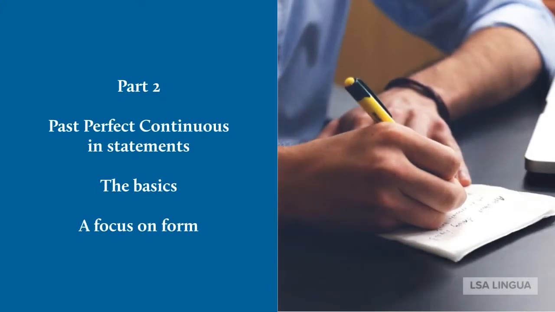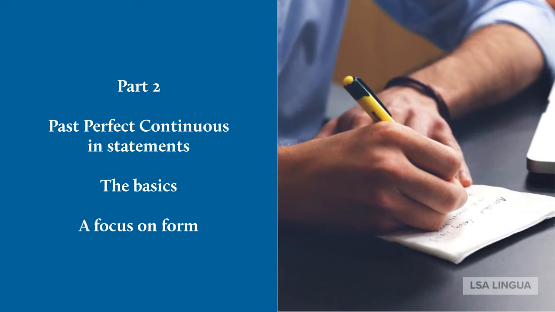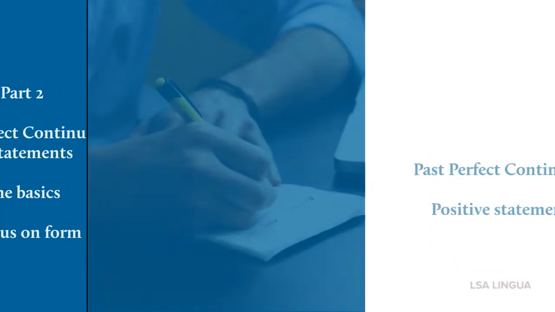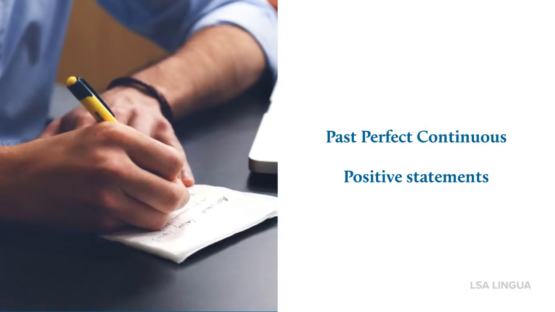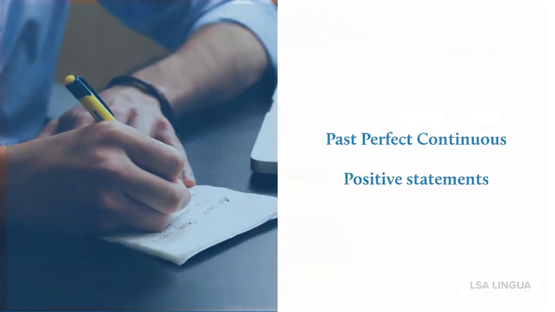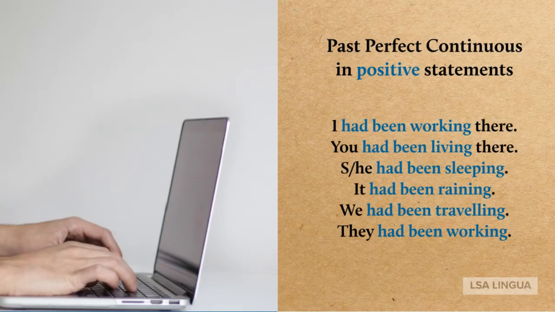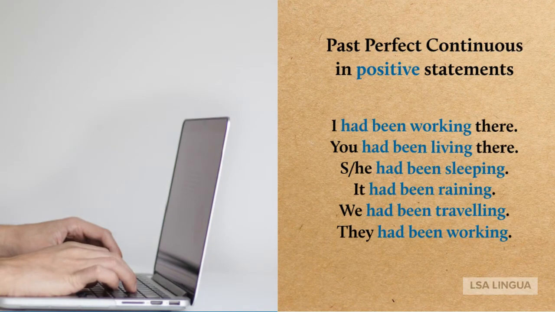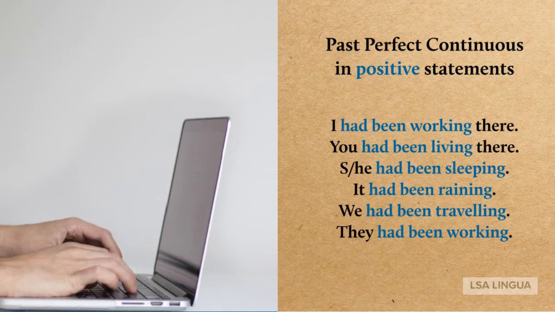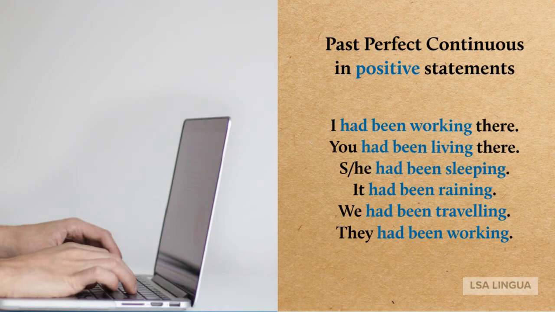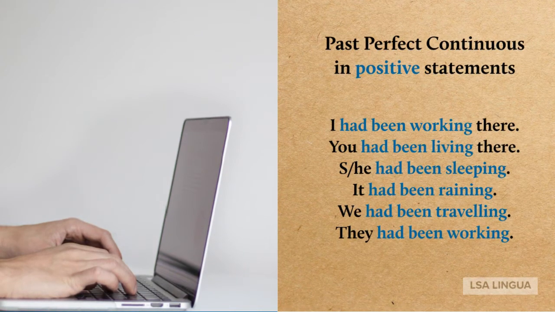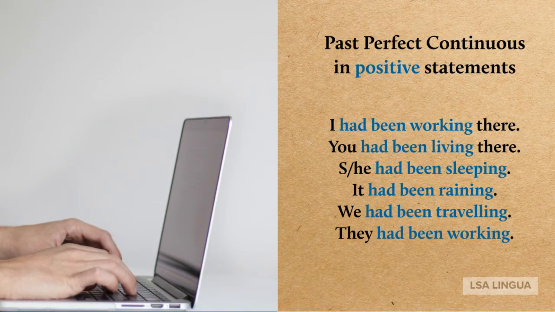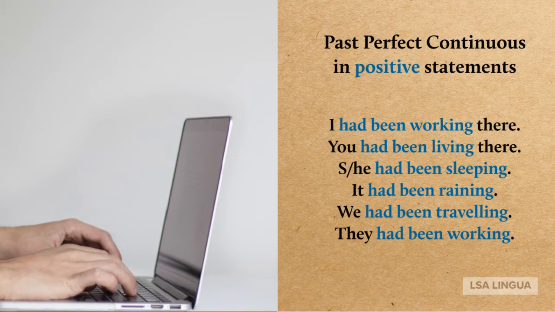Moving on to part 2, past perfect continuous in statements. The basics, a focus on form. Let's start with positive statements. I'd been working there. You had been living there. He or she had been sleeping. It had been raining. We had been traveling. They had been working.